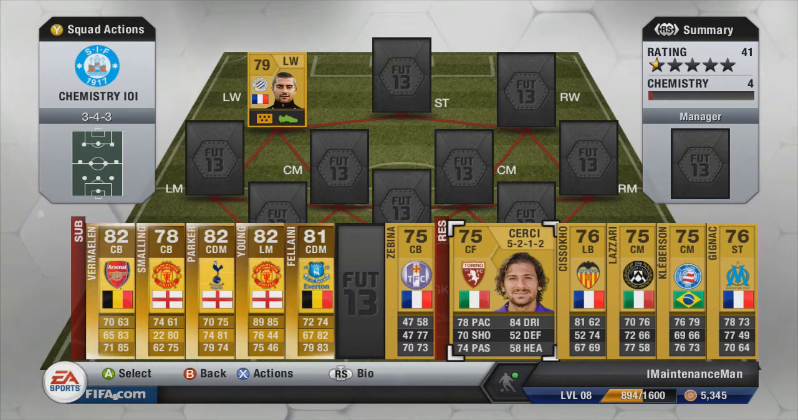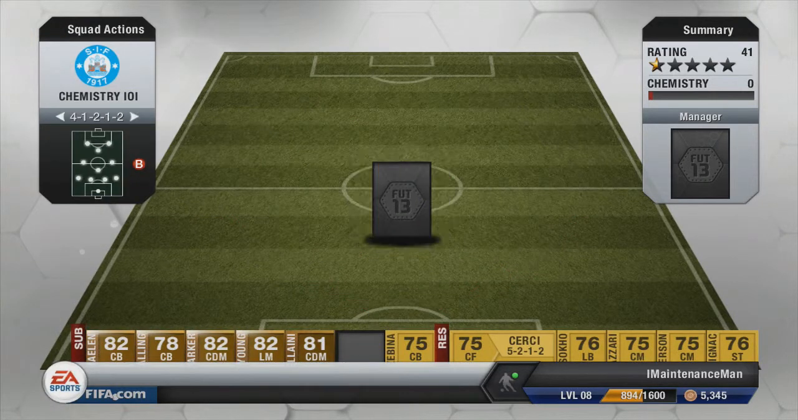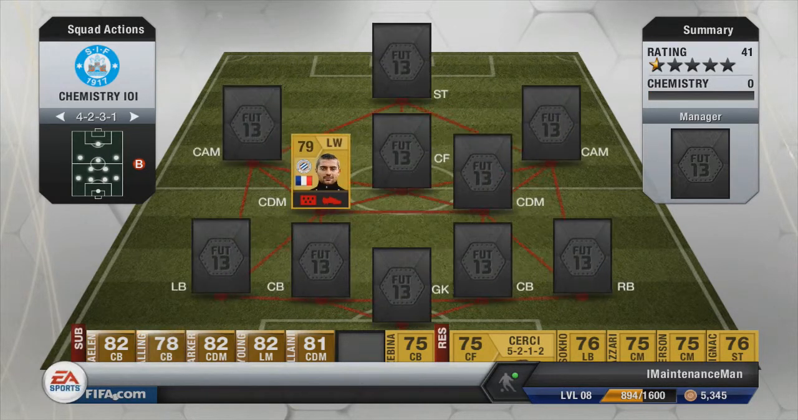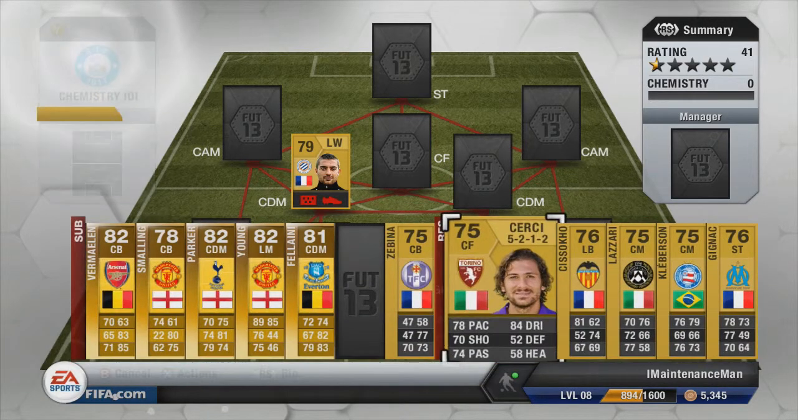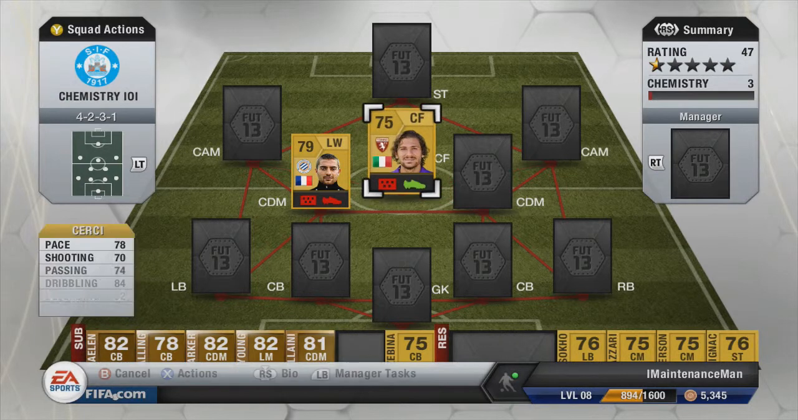But if we move him into the centre mid, this means that he has moved from centre forward down to a centre attack mid, down to a centre mid, which is 2 positions away from his natural position, which means he gets the red boot. So if we change the formation into one such as 4-2-3-1, we'll see that Cersei in his natural position of centre forward will get a green boot.